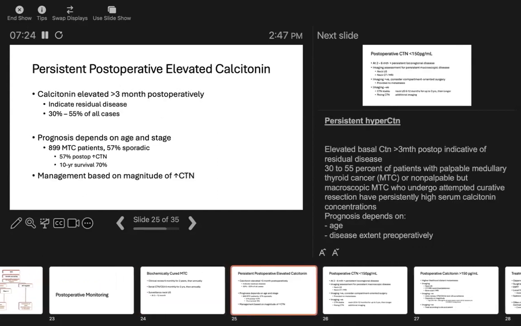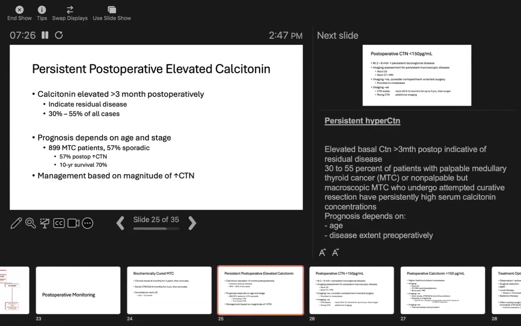Right? If you have persistently elevated calcitonin post-operatively, then you must make sure you give some time, because the calcitonin can drop as soon as the surgery is done. Within 2-3 days, if the calcitonin drops, it means you are getting good results. However, if the calcitonin persists even after 2 months, it does not mean that your surgery is not good. It's just that the calcitonin hasn't gone down yet.